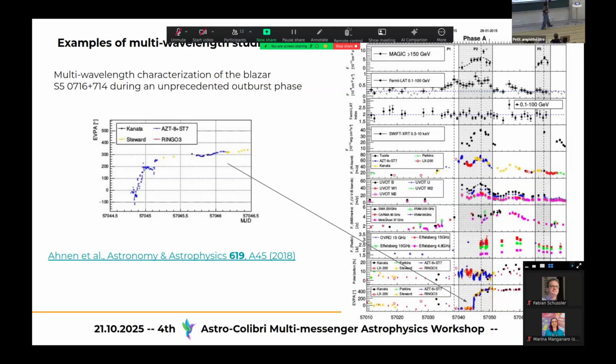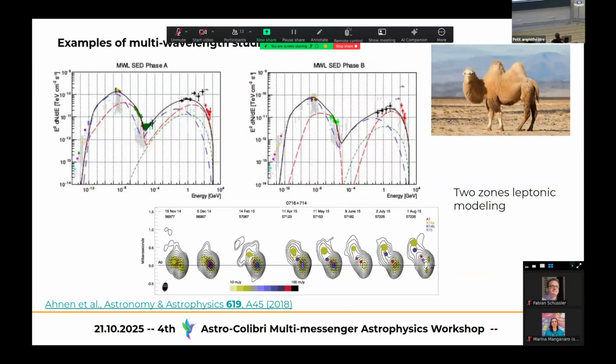Of course, we did our best, identifying 2 periods in which we had more simultaneous data. This work was very interesting for many aspects. But then the camel came out, and the best model that we could produce was not perfect. And in that case, it was a one-zone model. If you check the model, which is the black curve, you see that the high energy bump is not well fitted. But we couldn't do more than that at that time. So is this model constrained? No. So we need to find another model for that.